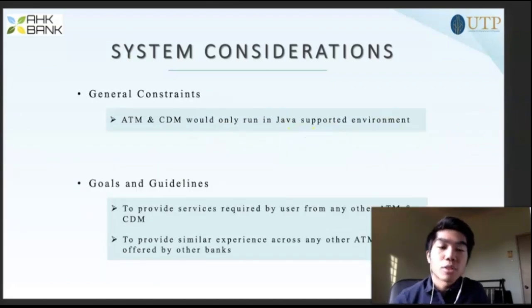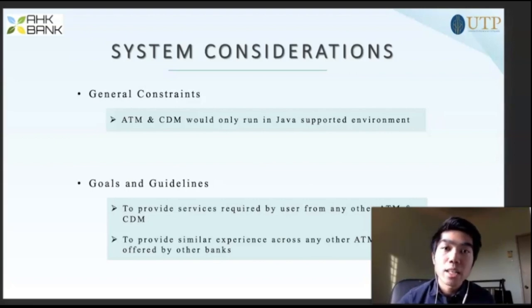The next system consideration is the general constraints. The ATM and CDM system would need to run in a Java supported environment. This means that any external system such as the server would need to be able to run in a Java environment. The goals and guidelines for the ATM and CDM are to provide the services required by the user from any other ATM and CDM, and also to provide a similar experience across any other CDMs offered by any banks. The reason is that we want the users of our ATM and CDM system to be able to feel a similar experience when they want to perform a bank transaction.